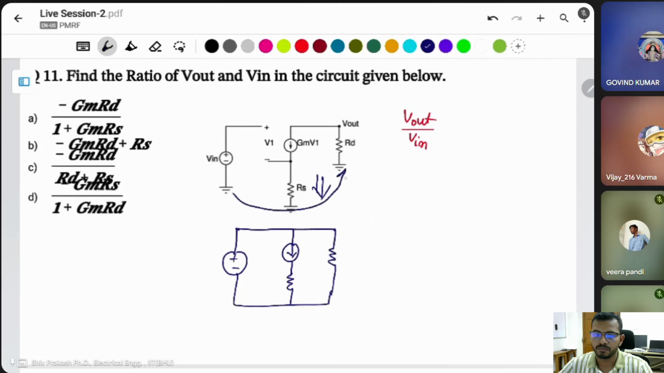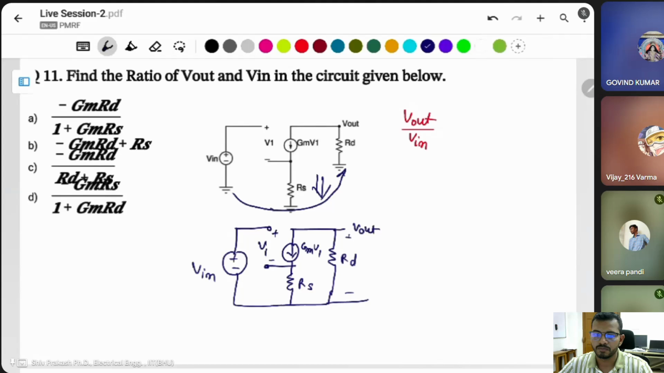Both grounds are connected to ground. V in. This is GM V1. This is RD. This is the output voltage, V out, from here to here. This is RS. If there were a connection between them, then you could draw the circuit diagram like that. But there is no connection between them, that's why this is an open circuit. And this voltage is given as V1.